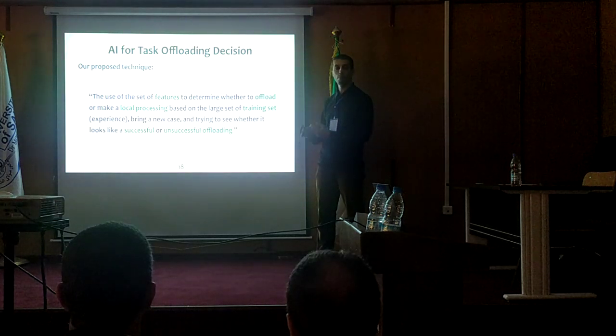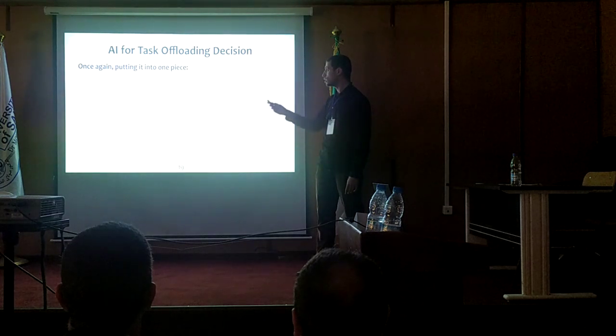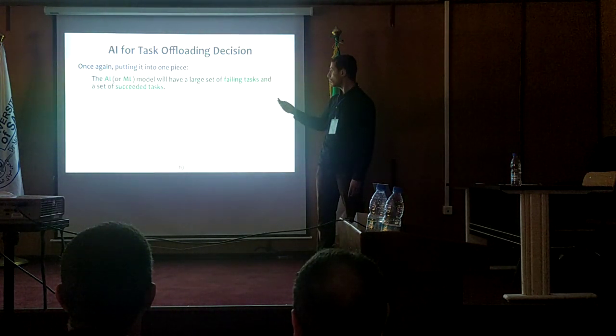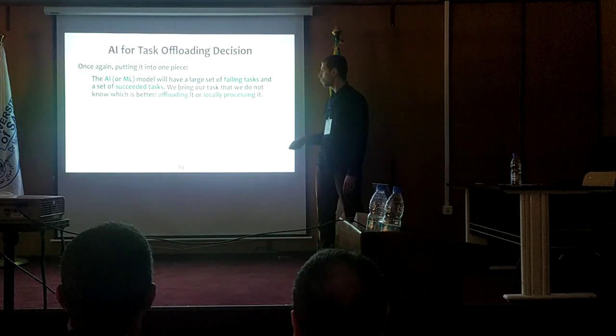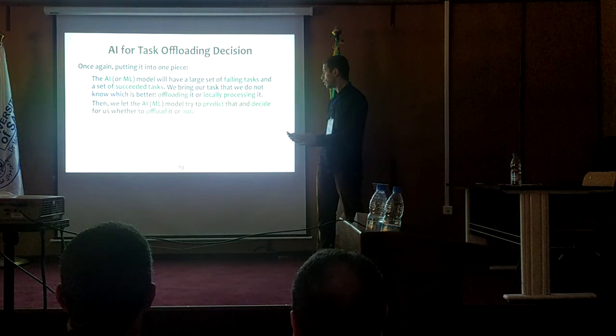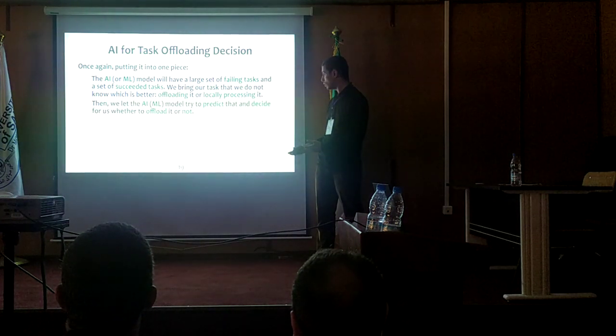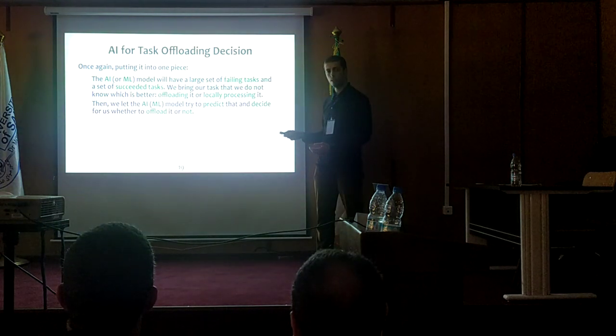Unsuccessful offloading before making the decision. Once again, putting it into one piece, the AI or machine learning model will have a large set of failing tasks and a set of succeeded tasks. Then we bring our task that we do not know which is better, offloading it or locally processing it. Then we let the AI model try to predict that and decide for us whether to offload it or not.